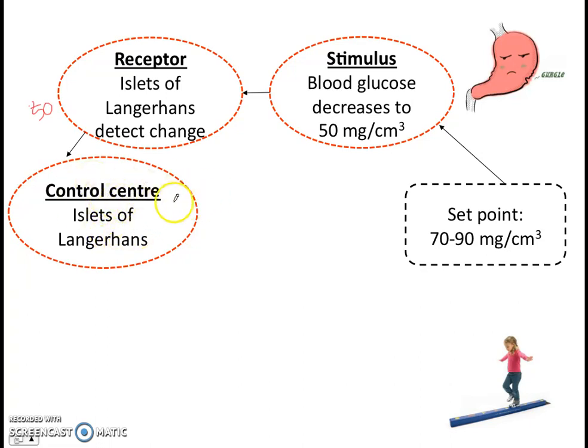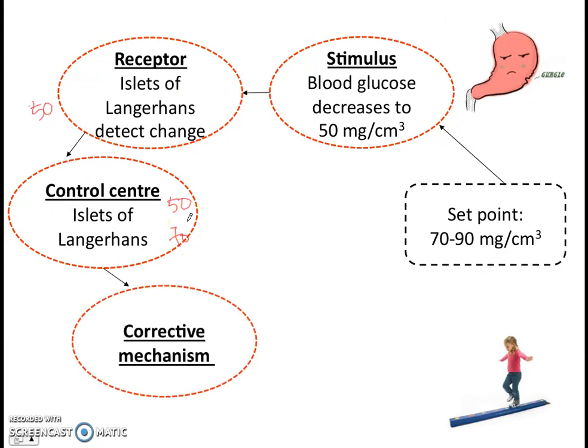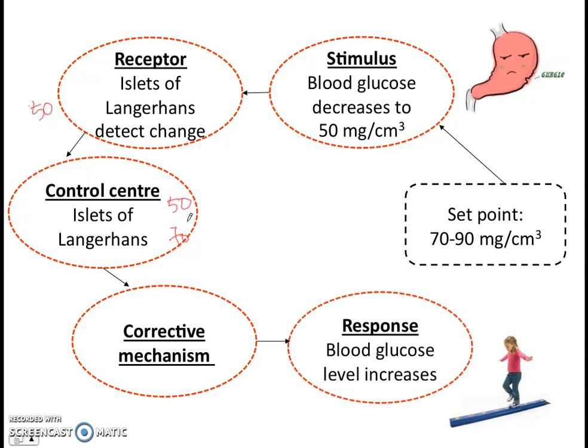The control center will compare the current level, 50, with the set point, 70, and conclude, oh, blood glucose is too low, and it will activate a corrective mechanism. We'll look at that in the next slide. And this corrective mechanism will cause the blood glucose level to increase back to the set point. And of course, a signal is sent to the receptor, telling them that we're back to 70, so cut off and shut down the corrective mechanism.